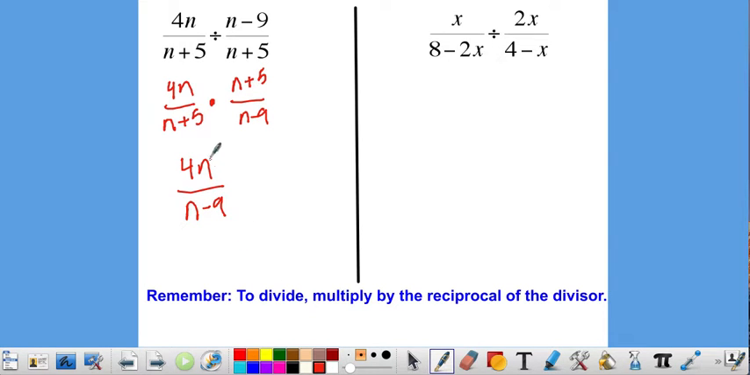This is where I would ask, can we just cancel out these n's? And hopefully you would answer, no, we absolutely cannot, because we're subtracting 9. So we would leave our final answer like that.